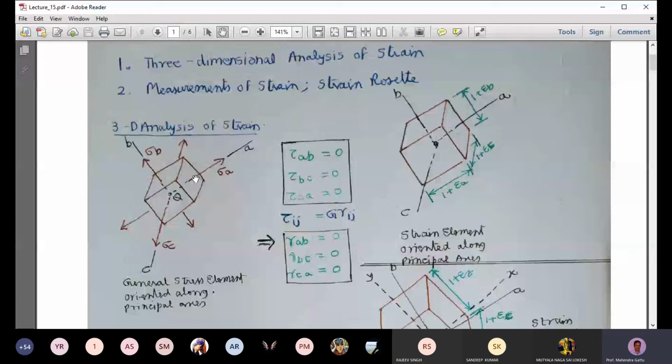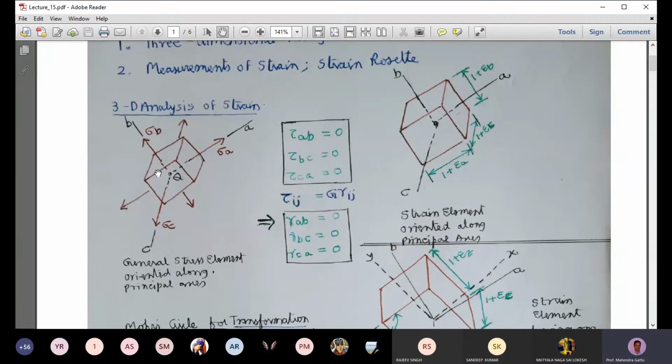Or you can look from the top, that is from the B axis, rotate about the B axis, and we get another Mohr circle with sigma A and sigma C as the principal stresses.